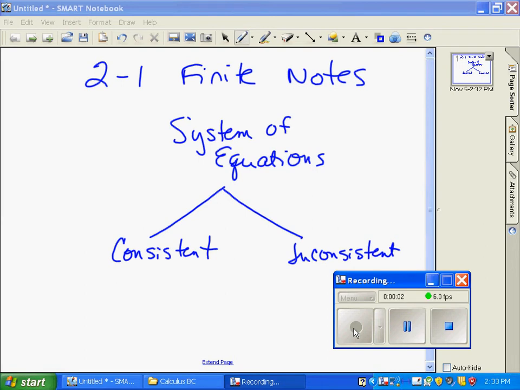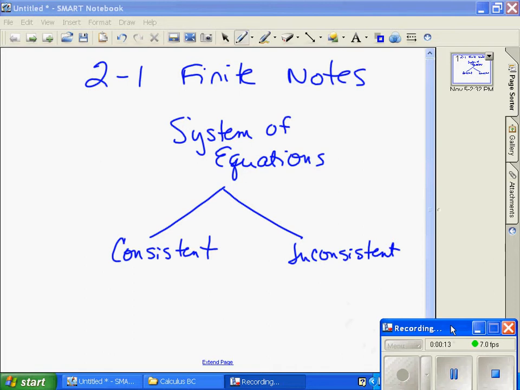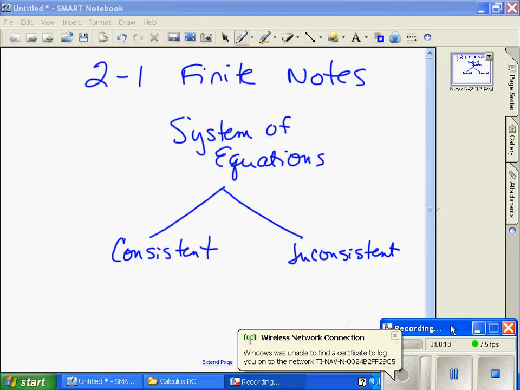Okay, today what we're going to work on is section 2.1 in finite notes. So if you can get out those little finite note packets, we will be working, I don't know what page it is, but section 2-1. We'll be talking about systems of linear equations.